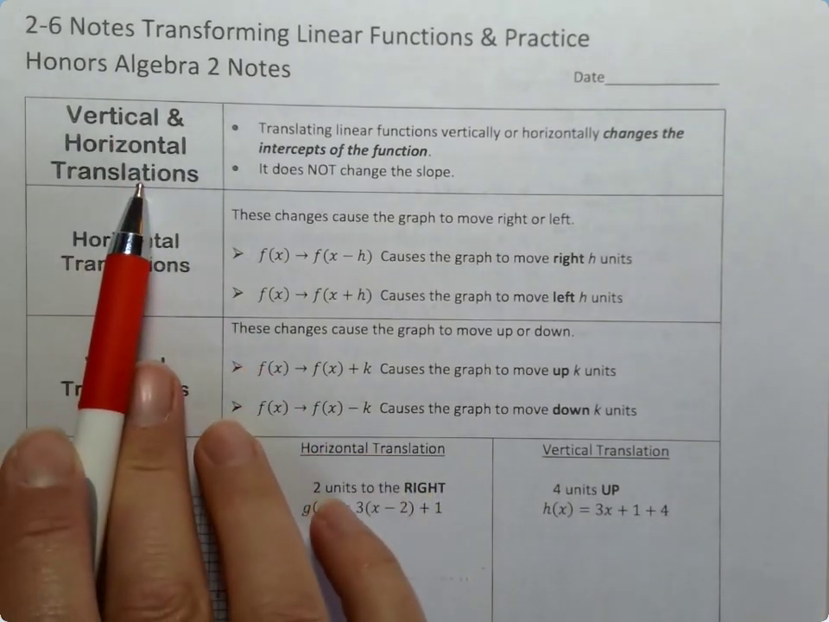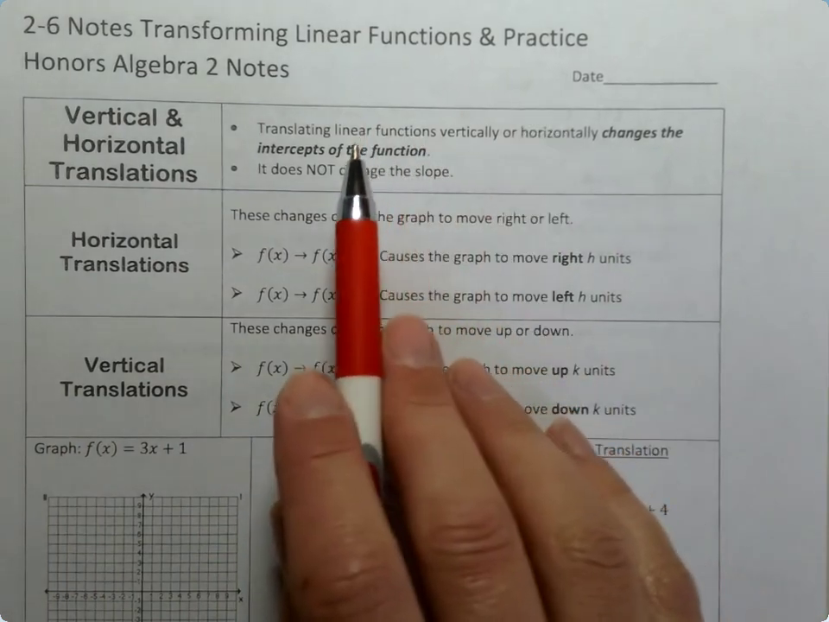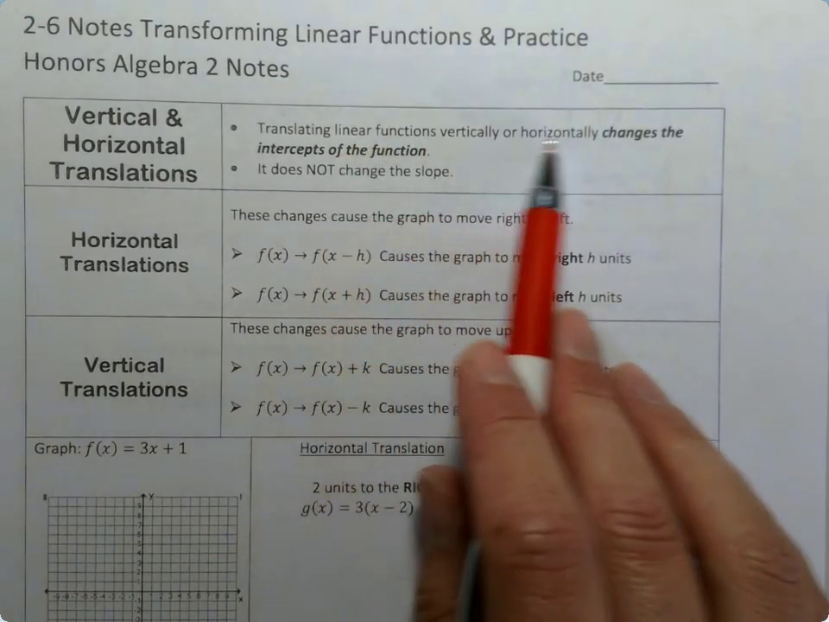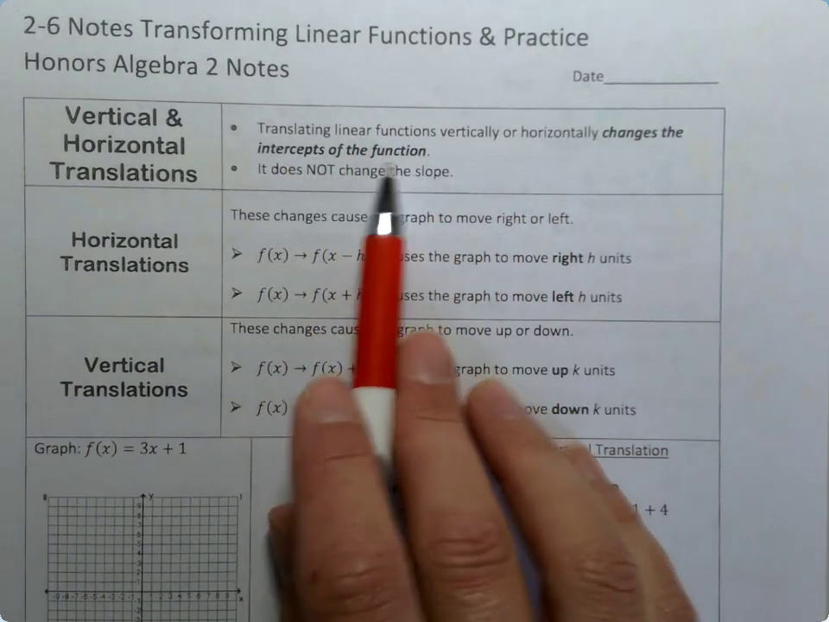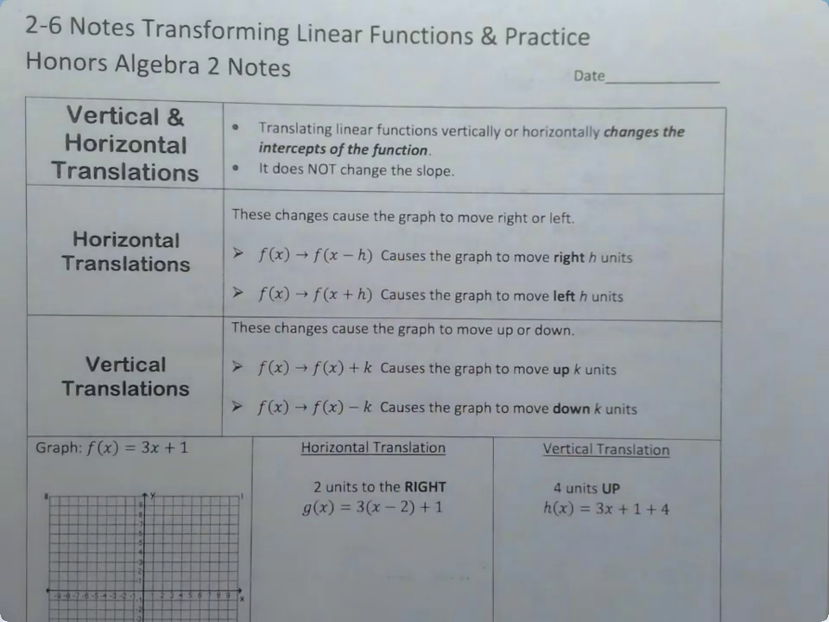Now remember from geometry, a translation is just shifting up, down, left, or right. That's a translation, just moving something. So translating a linear function vertically or horizontally changes the intercepts of the function, but it does not change the slope. So we're not twisting or bending or making it steeper. We're just picking up our line and shifting it up, down, left, or right.